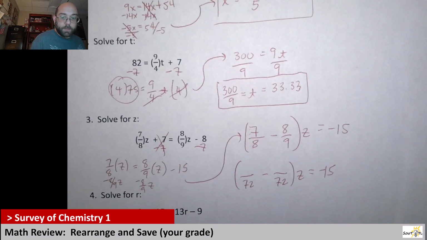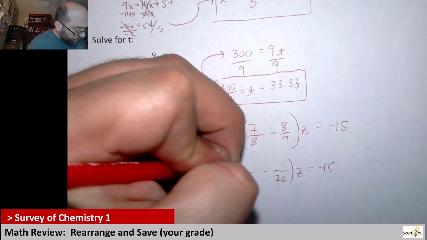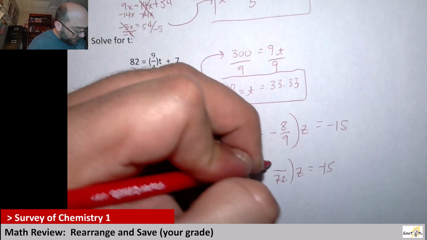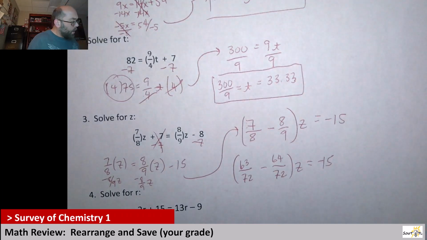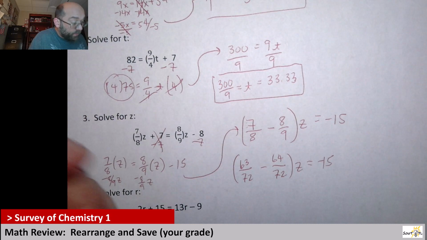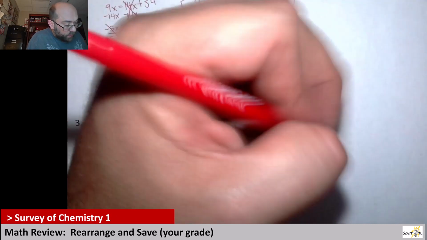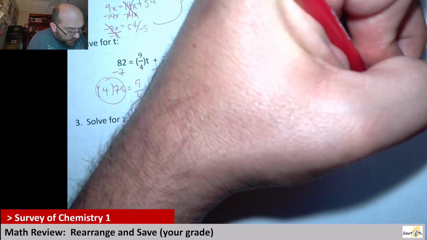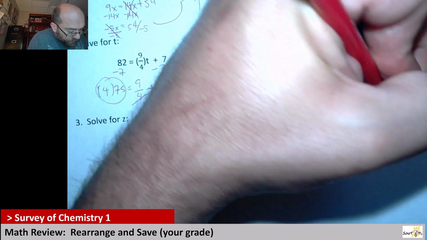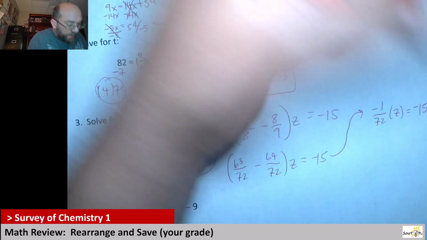7 times 9 is 63. 8 times 8 is 64. That's an easy one. All right, so what do I get? 63 minus 64. That's 1. Negative 1 over 72. So then this becomes negative 1 over 72z is going to be equal to negative 15.